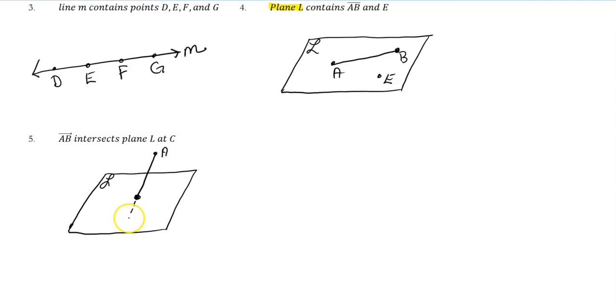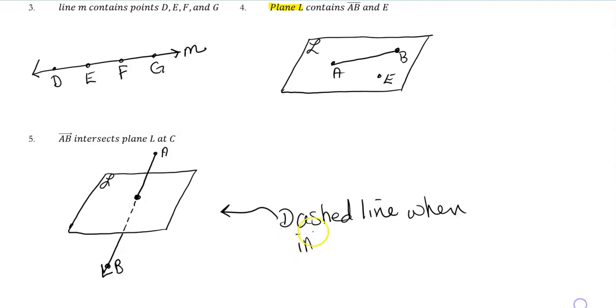The way you show going through is a dashed line. And then it pops out from the plane. So you show a dashed or dotted line when intersecting a plane. That shows that it goes underneath it. Okay? And then the only thing I have to show is where it intersects, and it intersects here.